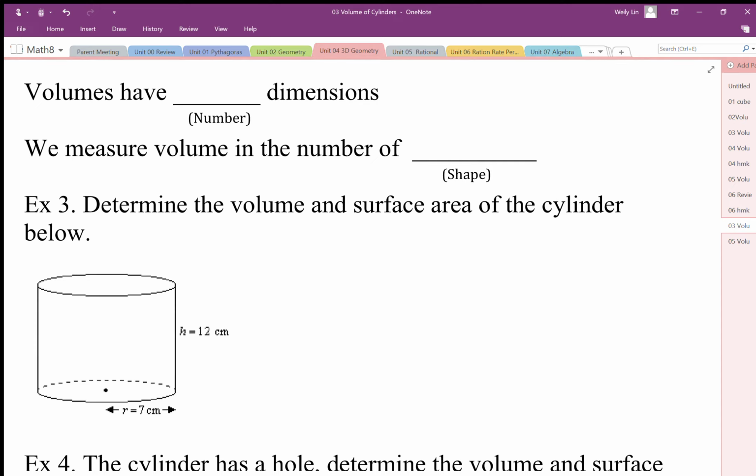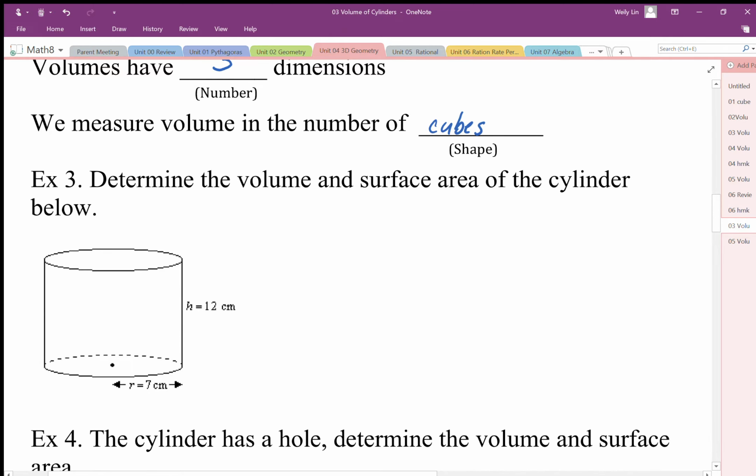So since volumes have three dimensions, we measure volume with the number of cubes. When we count the cubes, we are able to calculate volume. So again, we have a cylinder here. We want to find the surface area and volume. I'm going to do the surface area first. The surface area is harder than volume because it involves more calculations.